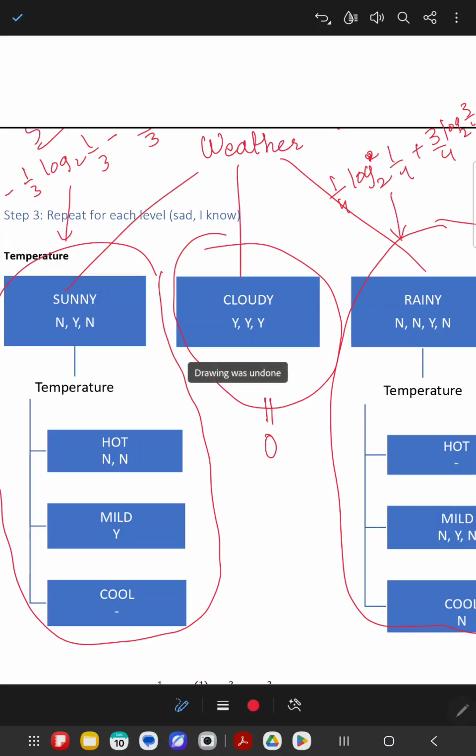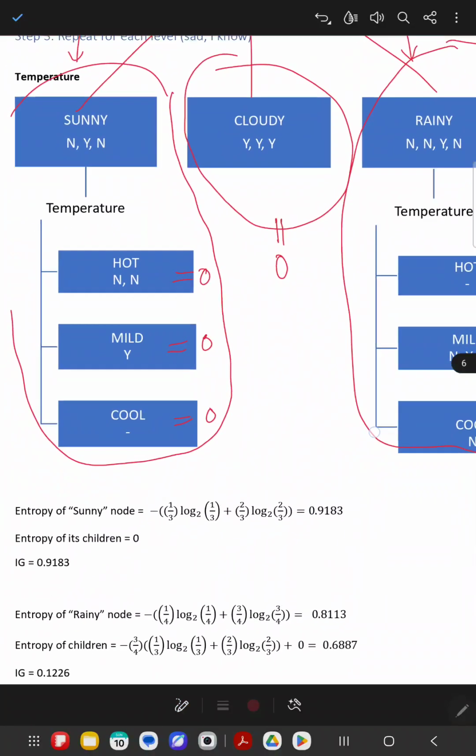Okay, now once you do that, focus on the different attributes. Weather is already done, so you have temperature, humidity and wind to consider. If you consider temperature, the temperature will have zero entropy, right? Because hot has only one node throughout, so this is zero entropy, this is zero entropy, this is also zero entropy. So if you split sunny based on temperature, there is zero entropy, and if you split rainy based on temperature, there will be some calculations which we'll see now.